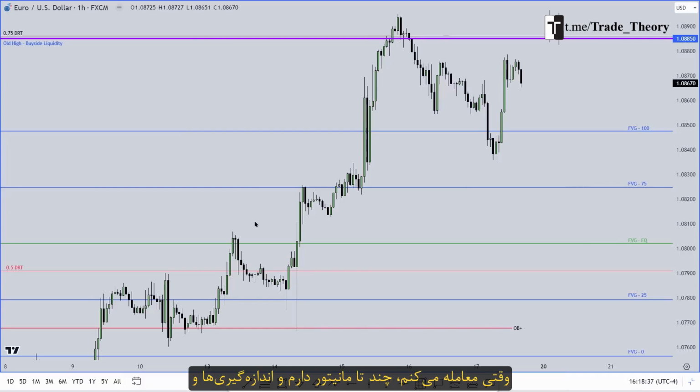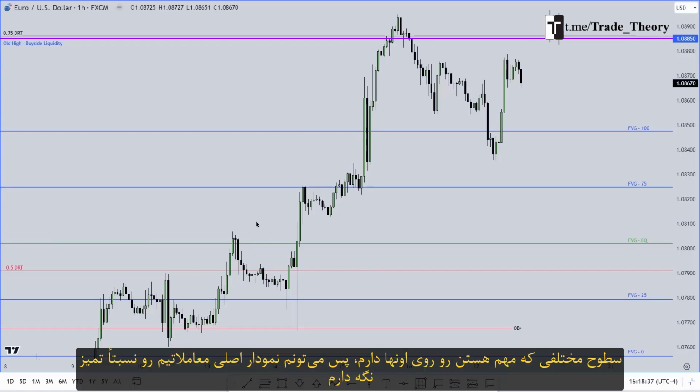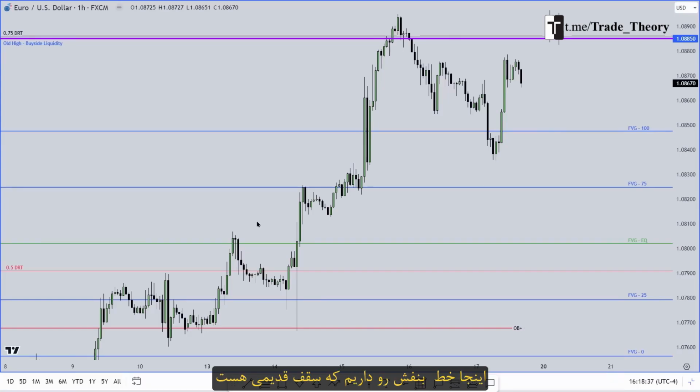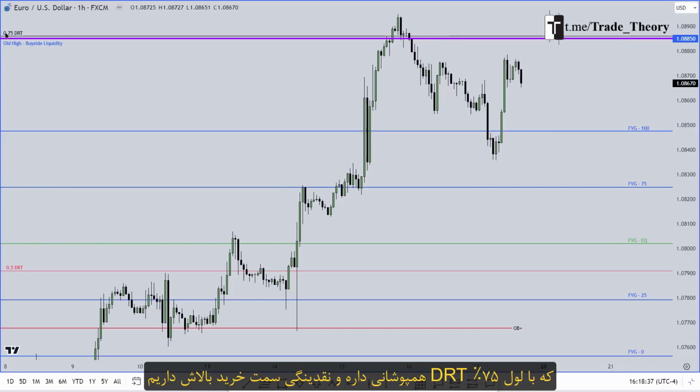When I am trading, I have multiple monitors and I have different measurements and different levels that are salient to what I'm looking at, so I can keep my charts relatively clean, at least the chart that I'm trading off, right? So here we have the purple line, which was the old high, which overlapped with that 75 DRT level, and we have buy side liquidity resting above that.